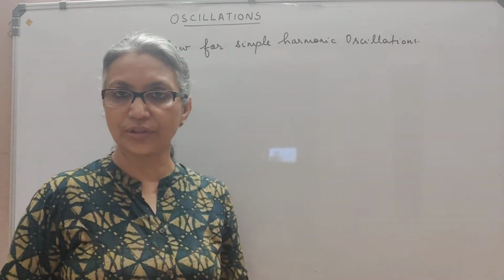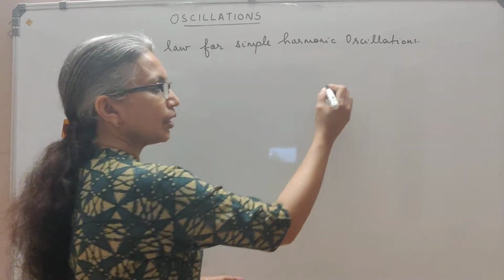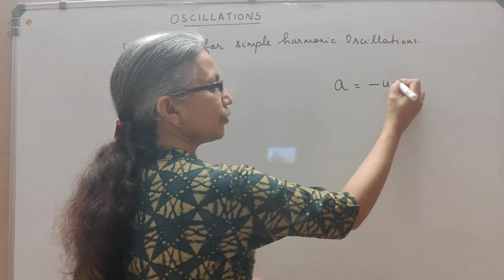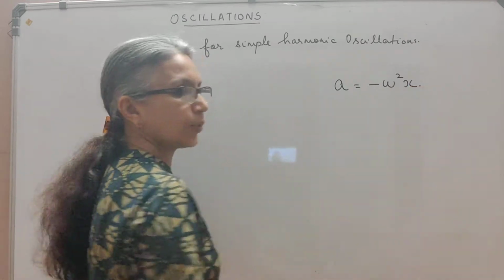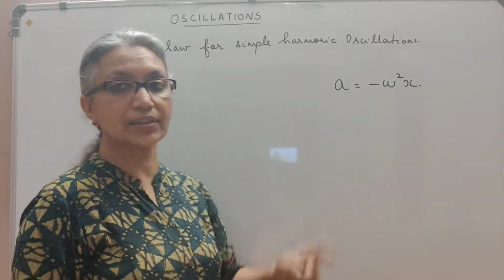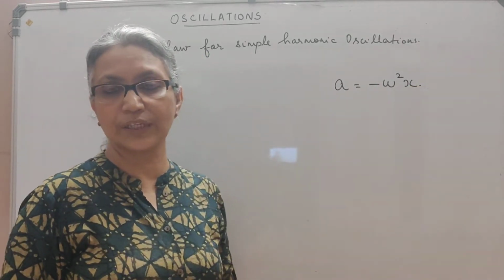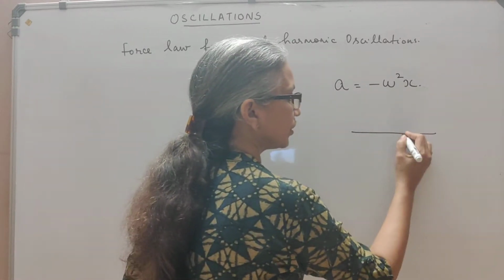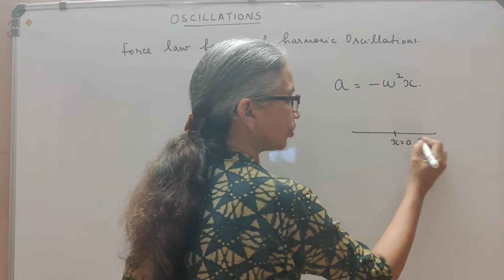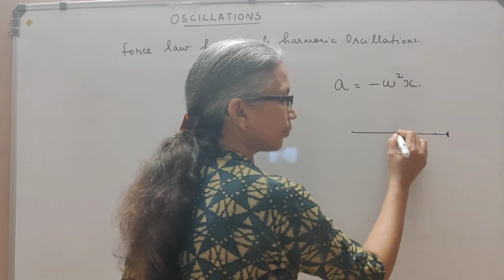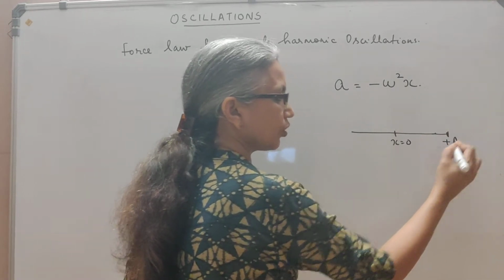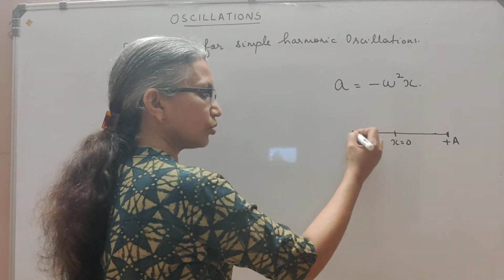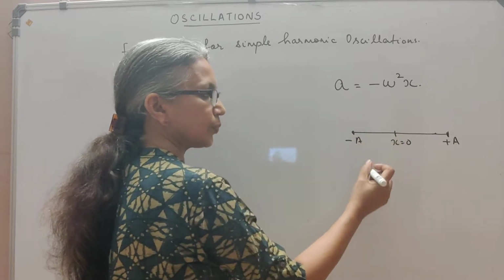Now in our previous session we discussed that the acceleration of a simple harmonic oscillator is given by minus omega square x, where x stands for the instantaneous displacement of the particle from the mean position. For example, suppose this is the mean position, x equal to 0. The maximum displacement from the mean position to the right is what we call plus a, the amplitude, and to this side also we have minus a, the maximum displacement.